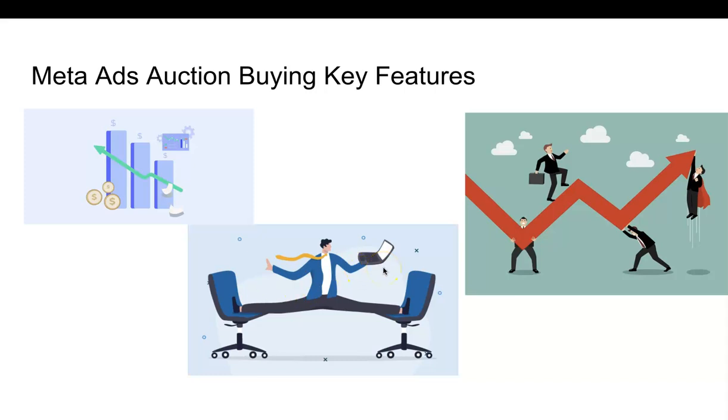Next key feature is performance. It's performance based, so Meta prioritizes relevancy. It's not just based off of the highest bid. They're also looking at the ad quality. So if the ad quality is good, that can actually win you the bid at a lower price.